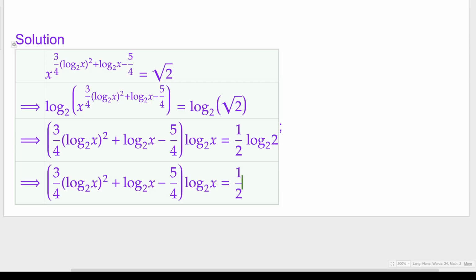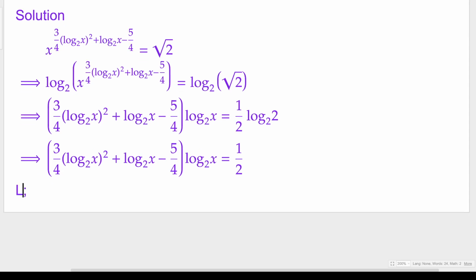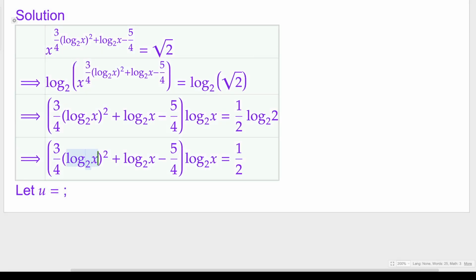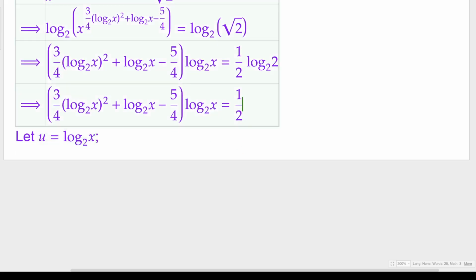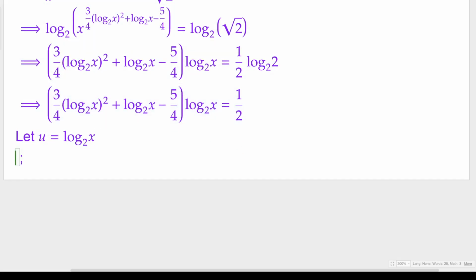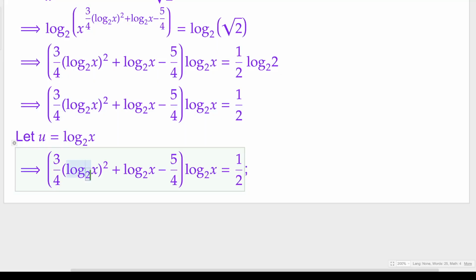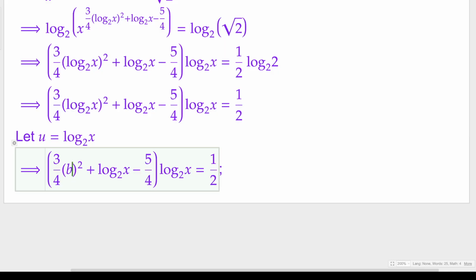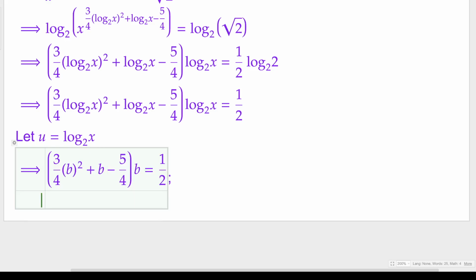Now we can observe clearly that we have log x base 2 everywhere, right? So I'll make an assumption: let u be equal to this log x base 2, and I'll substitute this u wherever log x appears, right? So this will be b over here, this will be b squared, and this is b. So on arranging this equation in proper form, it's a cubic equation because of the highest power b cubed.